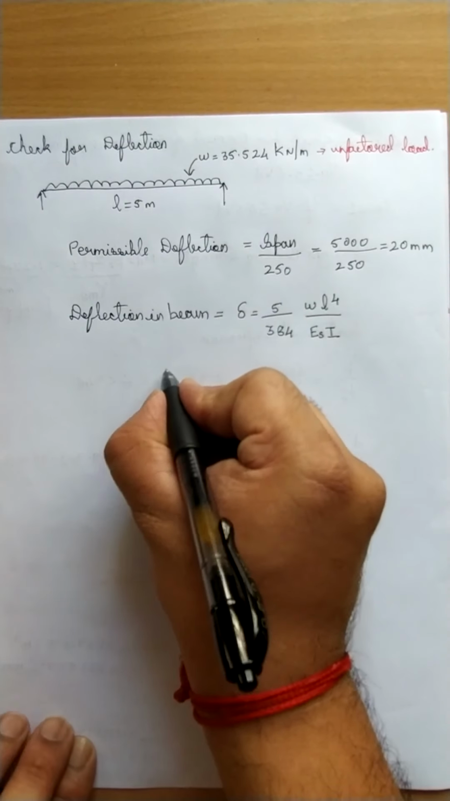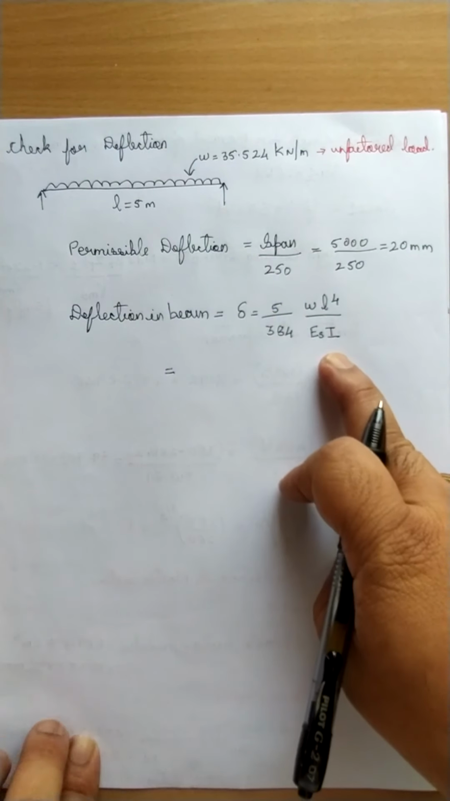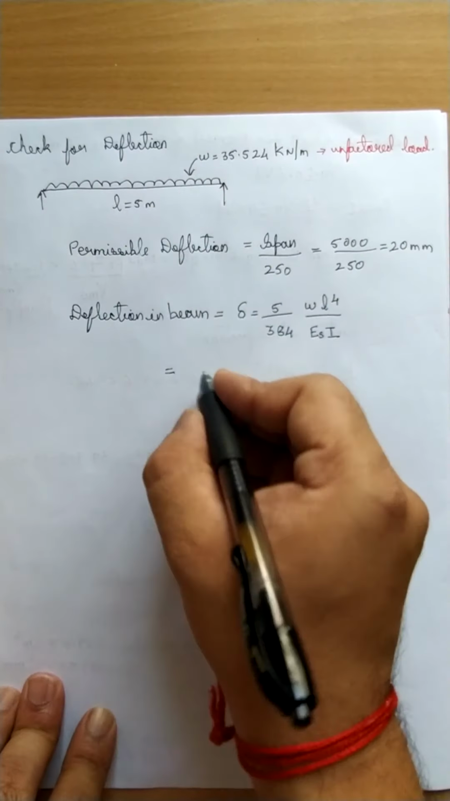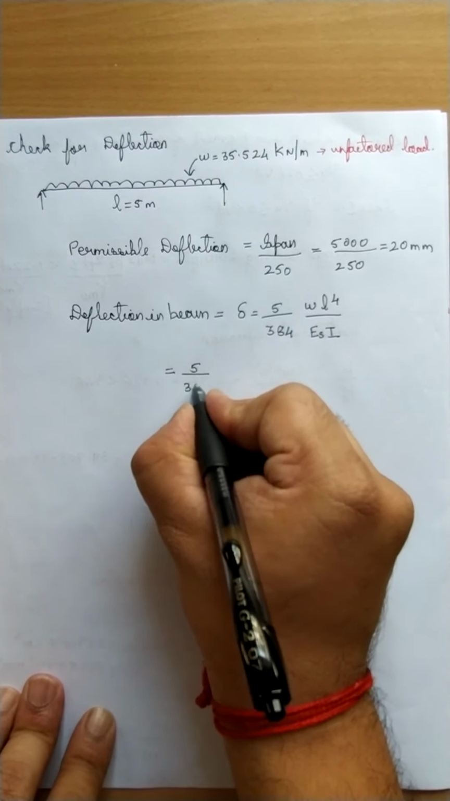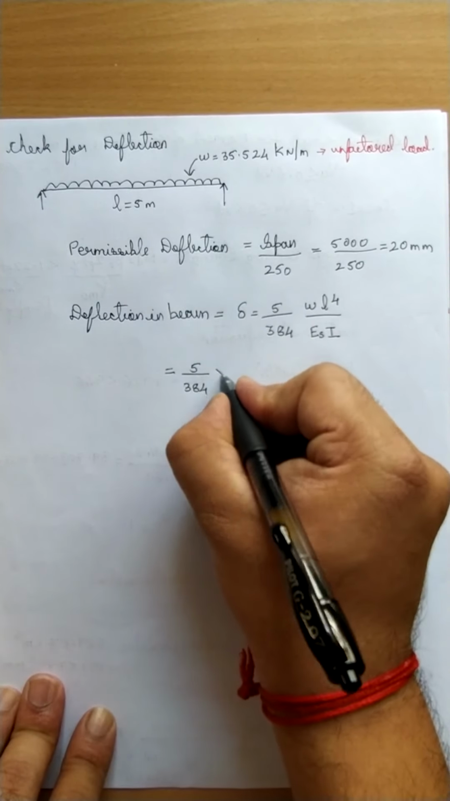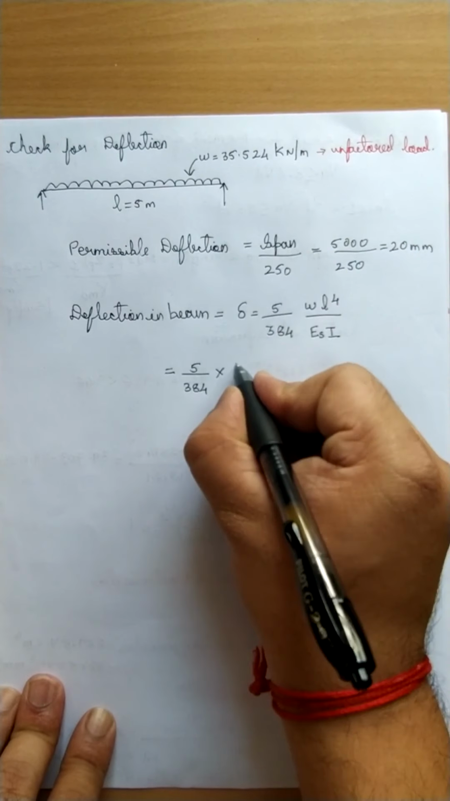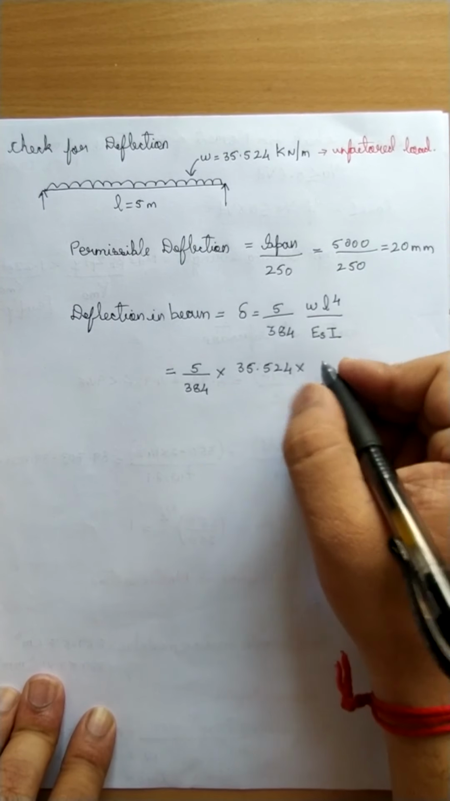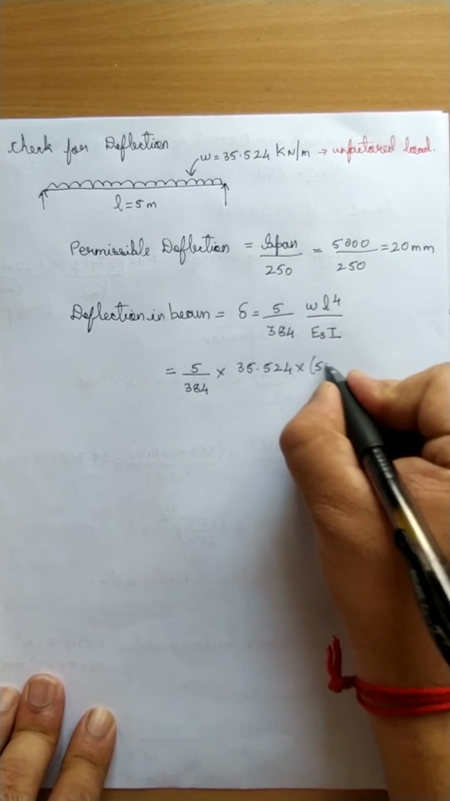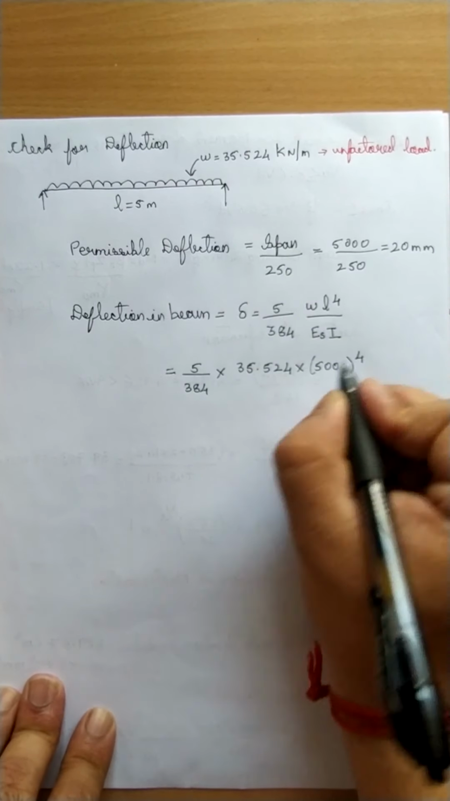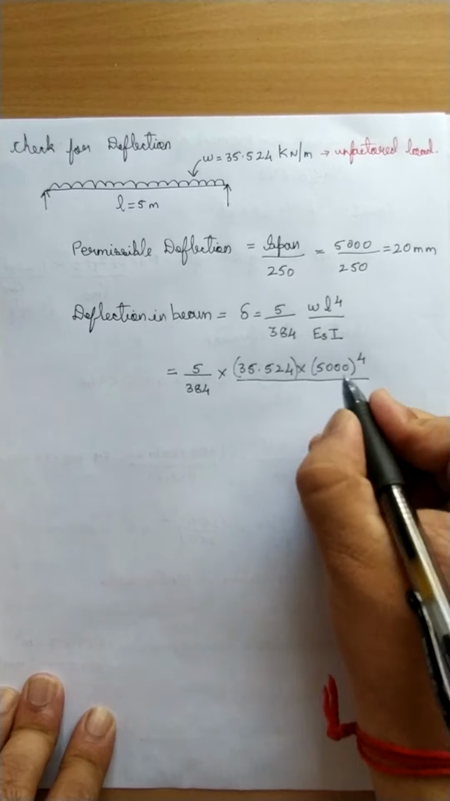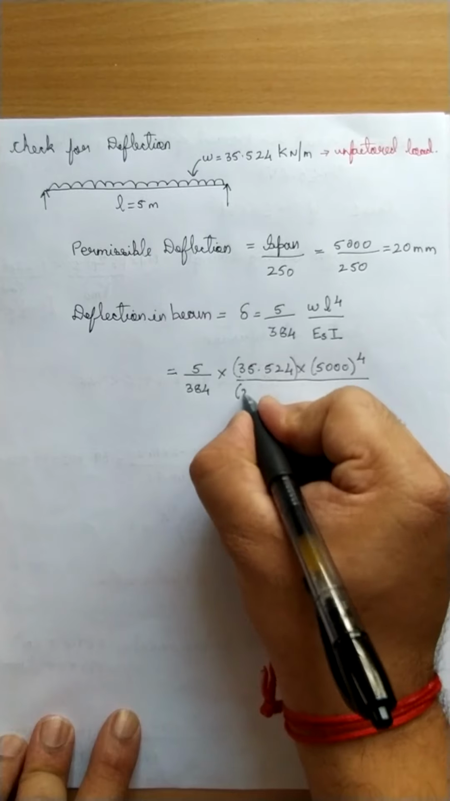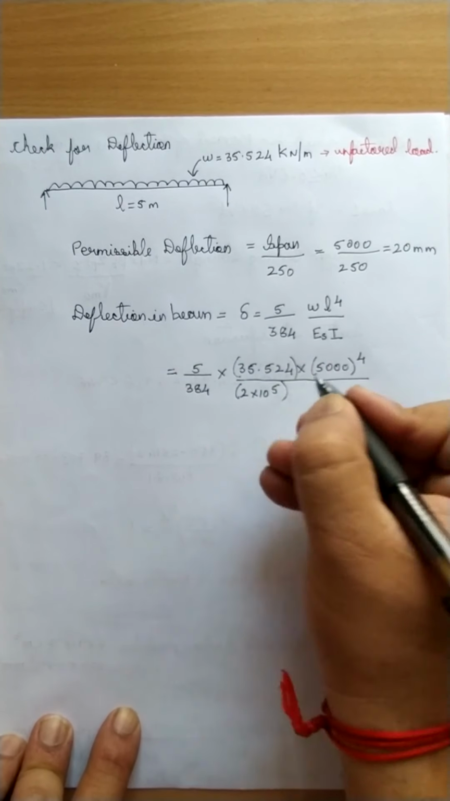So let us substitute here. Now this, remember, this formula depends on what type of loading is there on the beam. This formula is for a simply supported beam with UDL. So let us substitute. So 5 divided by 384 into W is nothing but this load. So this is 35.524 into the span. So span is 5000 mm raised to 4 divided by, remember, Es is nothing but the modulus of elasticity of the steel, which is standard, which is 2 into 10 raised to 5 Newton per mm square.